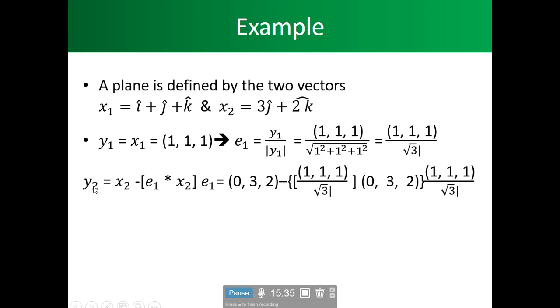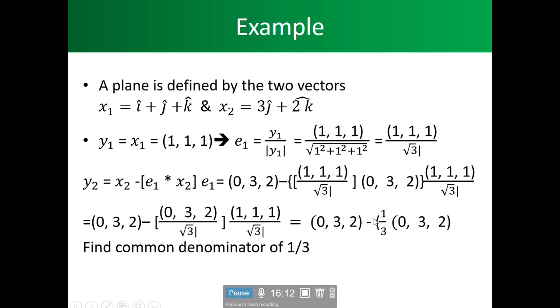So now we take y2. That's a little more difficult to calculate, but we'll try to calculate it with you. So we're going to multiply our E1, which is 1, 1, 1 over the square root of 3, times our x2, which is 0, 3, 2. Multiply these two together in the parentheses, then we multiply it again times E2.